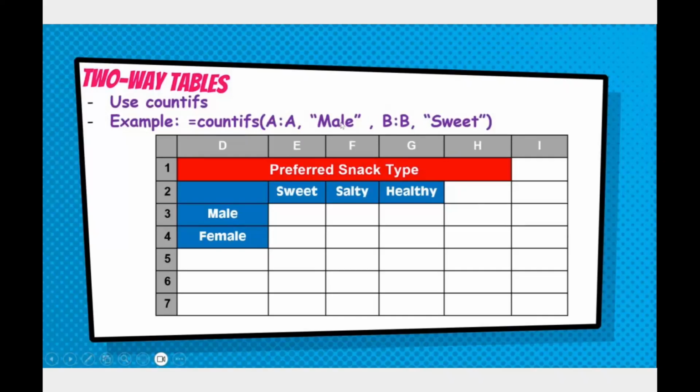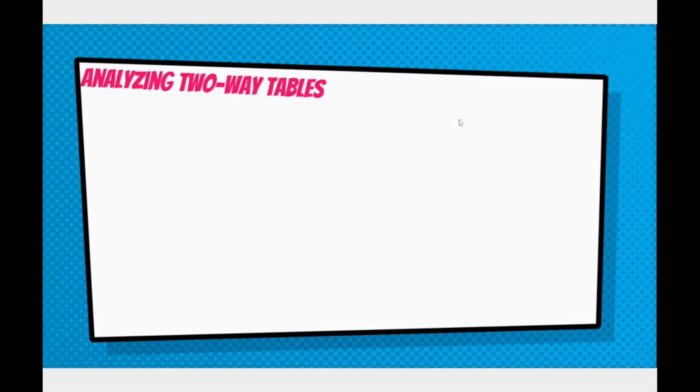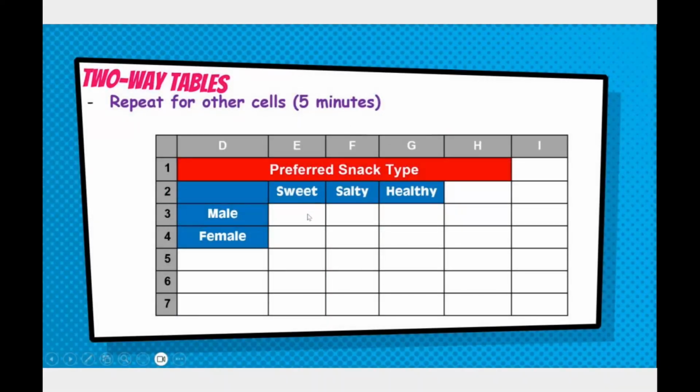I'm telling it what I want to search for. And then I also want to see which ones, because sweet, salty, and healthy are in column B, or maybe it's column C. I think it's column C in your spreadsheet. So this would be B and this would be C. But in column C, or wherever the sweet, salty, or healthy is, I want to let it know what that word is. And when I type that in, I'm going to repeat this for those other cells: sweet and male, salty and male, healthy and male, and so on and so forth.